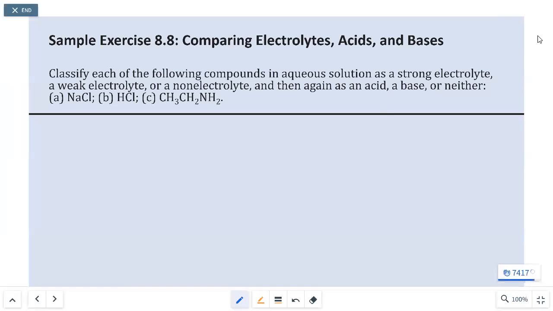Let's do a little bit of practice exercising here before we move on to using the solubility rules for chemical reactions. So what we need to do is we need to put these three compounds into two categories. First of all, we need to identify it as an acid, a base, or a salt, or in this case, it says neither. And we have to classify it as a strong electrolyte, a weak electrolyte, or a non-electrolyte.